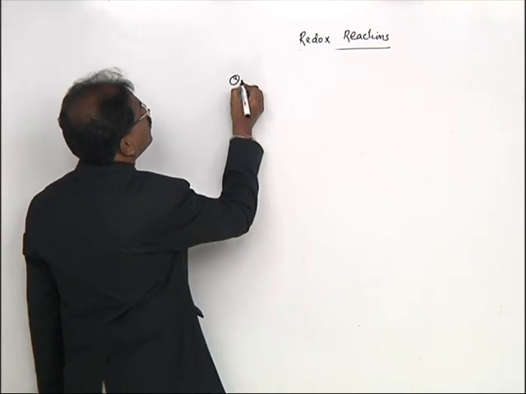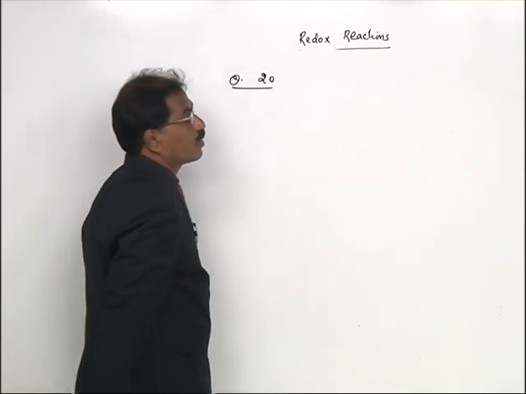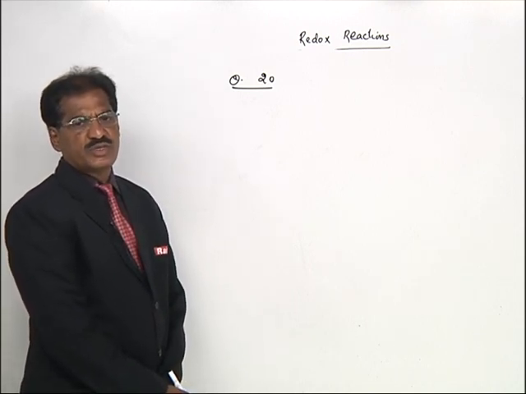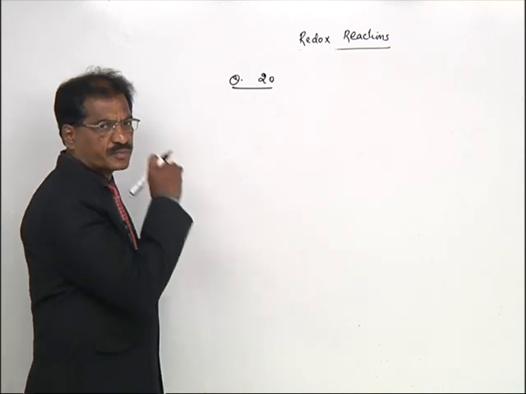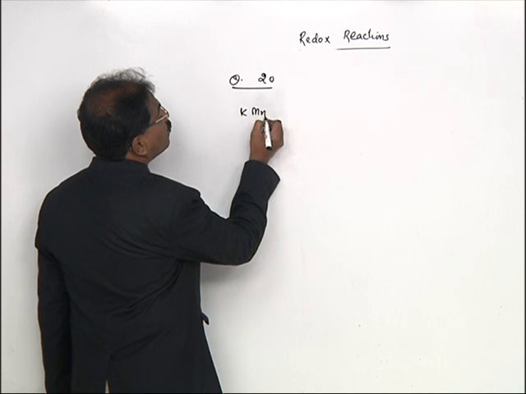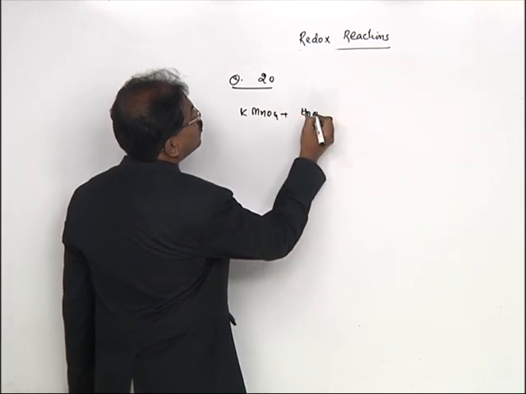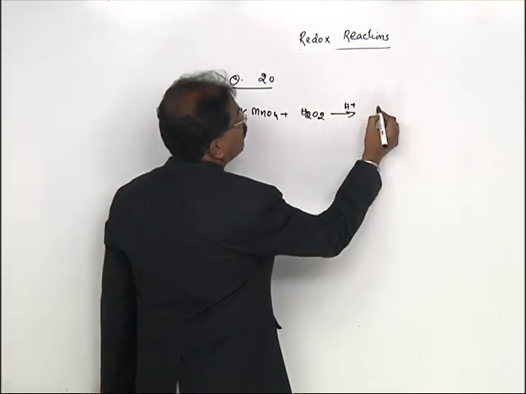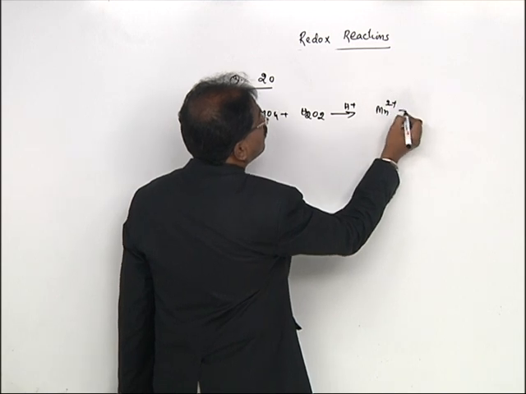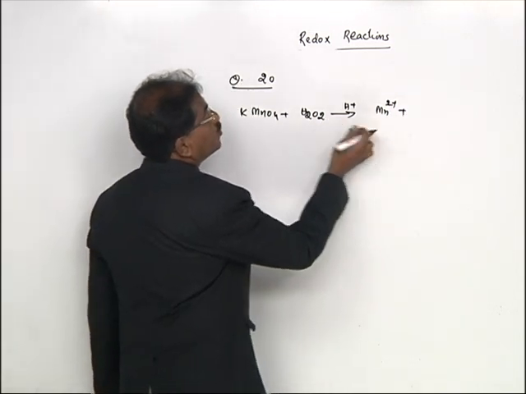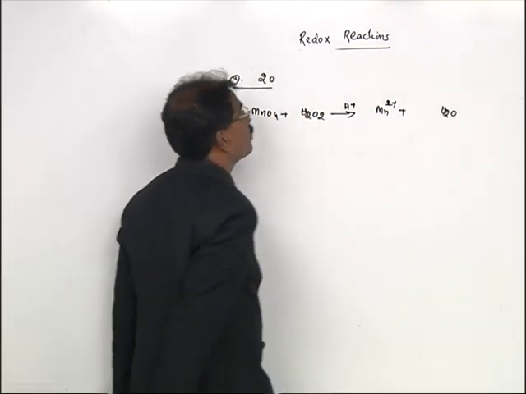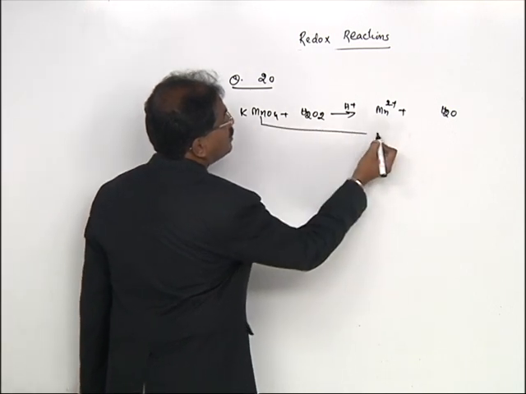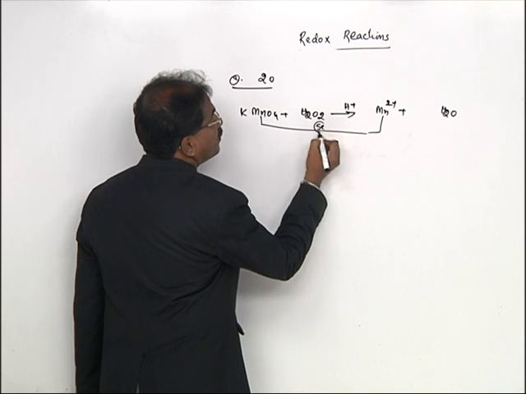Next, question number 20. For decolorization of 1 mole of KMnO4, the moles of H2O2 required. See, KMnO4 is reacting with H2O2. If the reaction takes place in acidic medium, this KMnO4 will be converted into Mn2+. Next, H2O2 will be converted into H2O. In acidic medium, 1 mole of KMnO4 always gains 5 electrons.